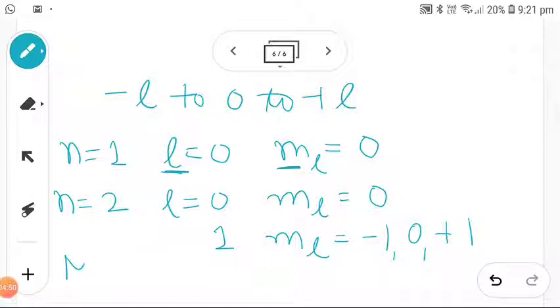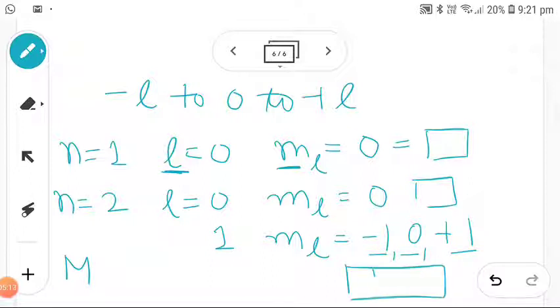I repeat, the magnetic quantum number gives the description of the orientation of the orbital with respect to the axis. Since it is s, l is 0, and it is defined as one orbital. Here you are getting three values, minus 1, 0 and plus 1, so you are getting three orbitals: 1, 2 and 3.